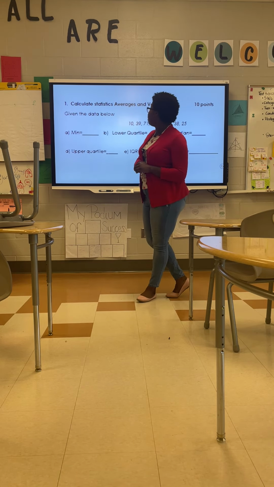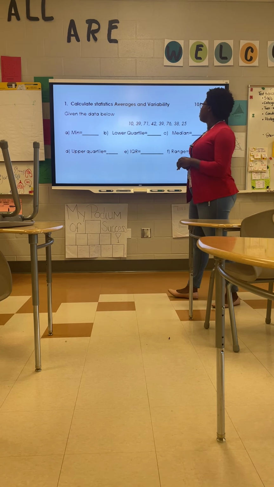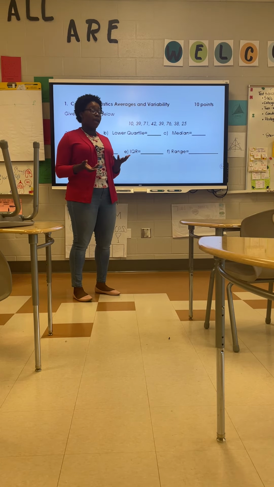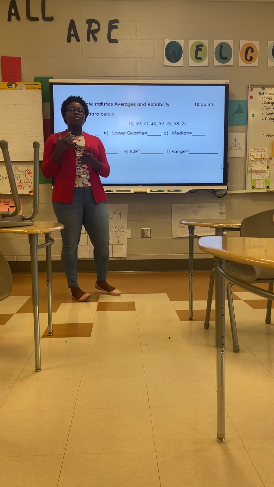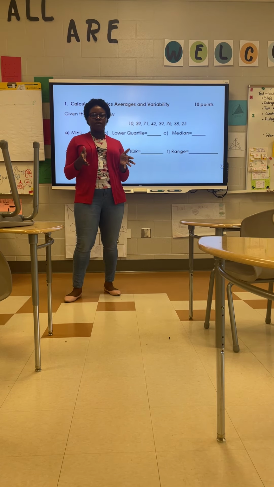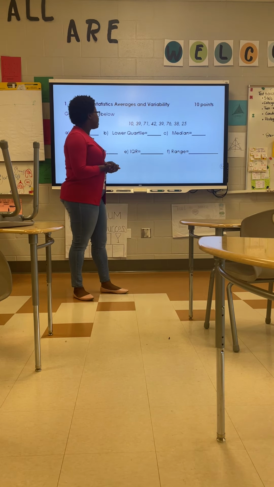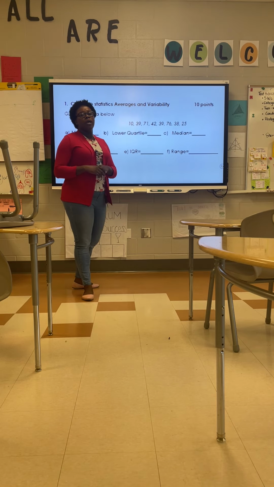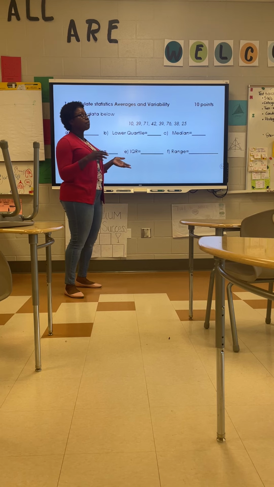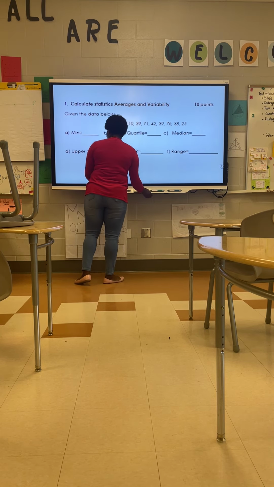Alright, so the data given below are some raw data, and they are 10, 39, 71, 42, 39, 76, 38, and 25. The first thing we do is to arrange our data. We always arrange data when you're trying to find any average. So the median is our main goal for this question. You can arrange your data from smallest to largest, or from largest to smallest. So I'm going to go from smallest to largest.